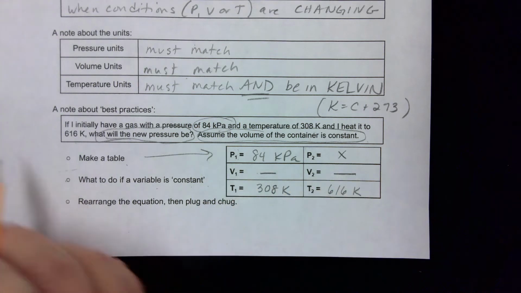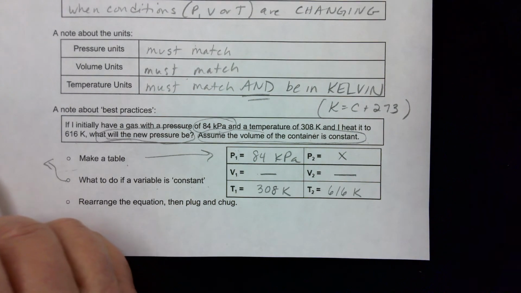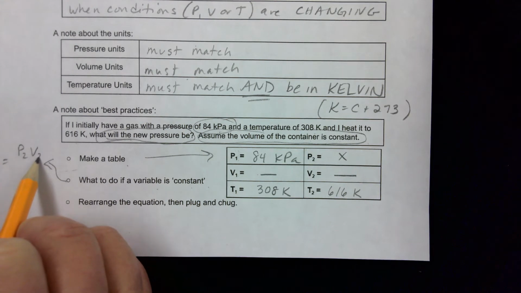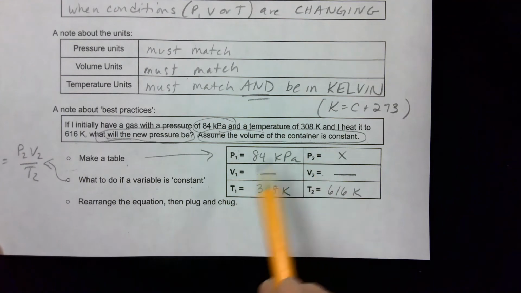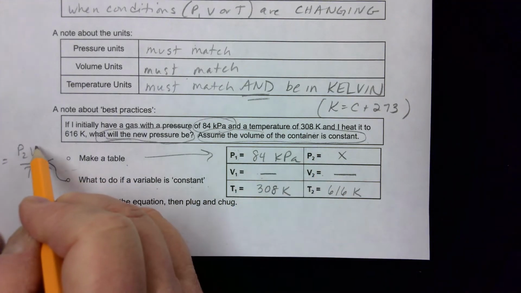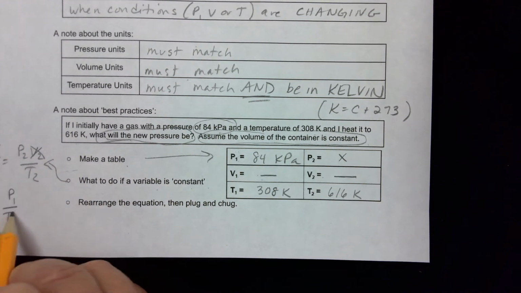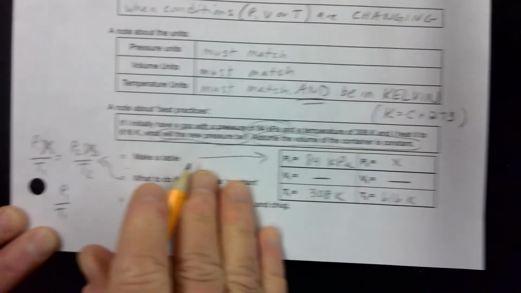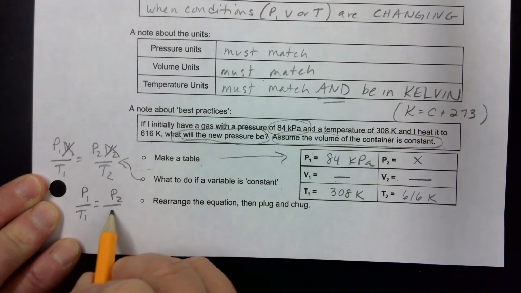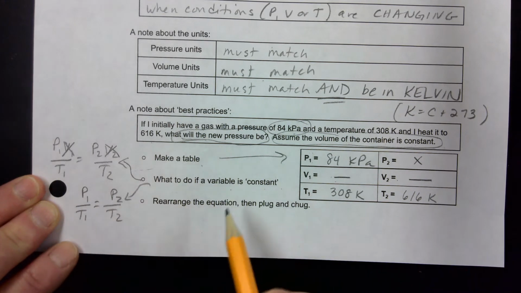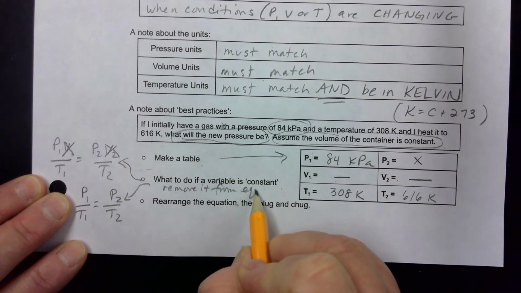So let's see what that looks like with the equation, right? If we have the original equation, P1 V1 over T1 equals P2 V2 over T2, and we just found out that volume 1 and volume 2 are not changing, we can just eliminate the V's. So the equation that we're really working with is P1 over T1. Sorry, I just realized you couldn't see it. P1 over T1 equals P2 over T2. So if a variable is constant, you remove it from the equation.